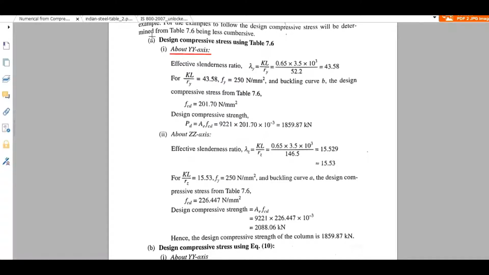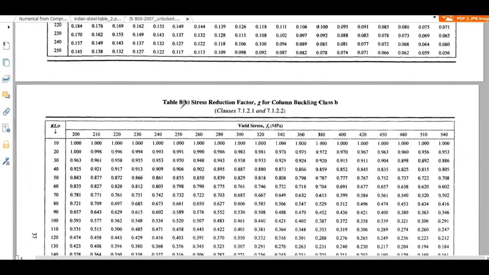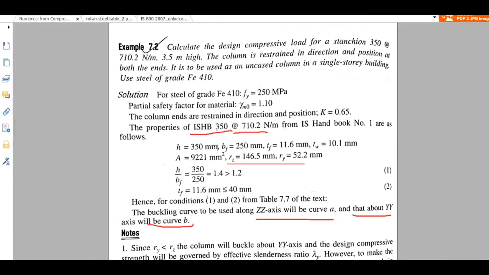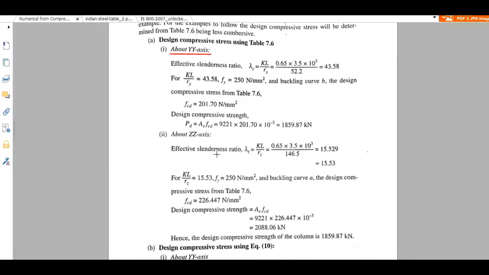After getting this, you can understand that the load carrying capacity PD is equal to area into FCD. The area we have already mentioned: 92.21 centimeter square, so it is 9221 millimeter square. We just multiply this area and FCD. In 10 to the power minus 3, it is in kilonewton. So this is the answer about y-axis. For this column the strength about y-axis will be 1859.87 kilonewton.